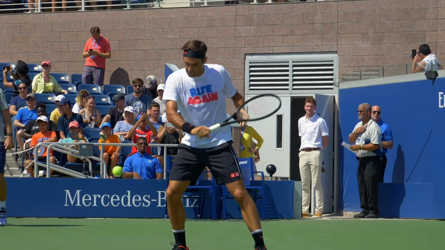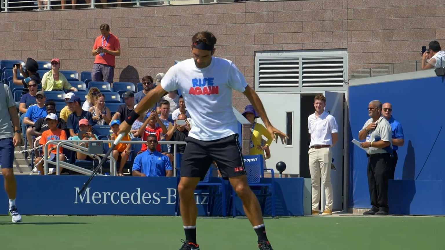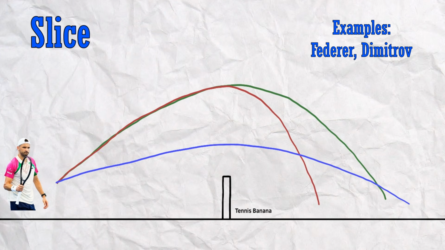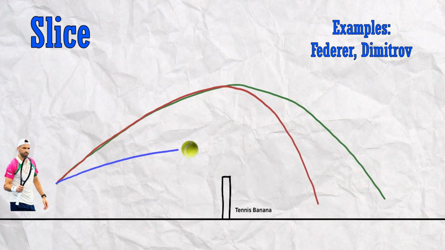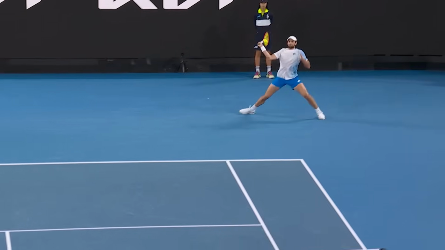Finally, consider a slice, also known as an underspin shot. Again, it will have the same parabolic path, except this time it begins to fall at a much slower rate, and its path has a much smaller curvature. Slice will help keep the ball in the air longer.